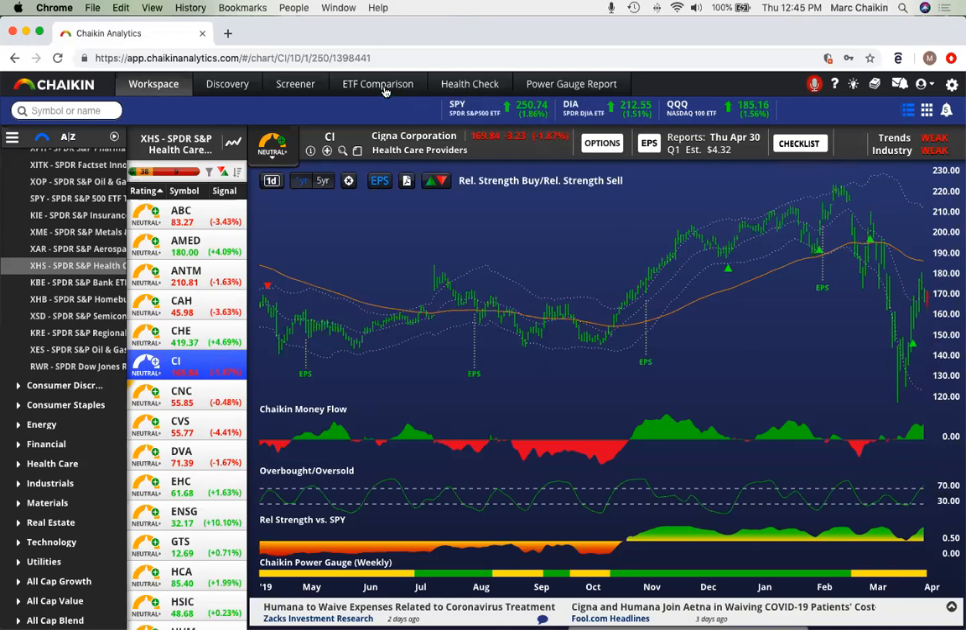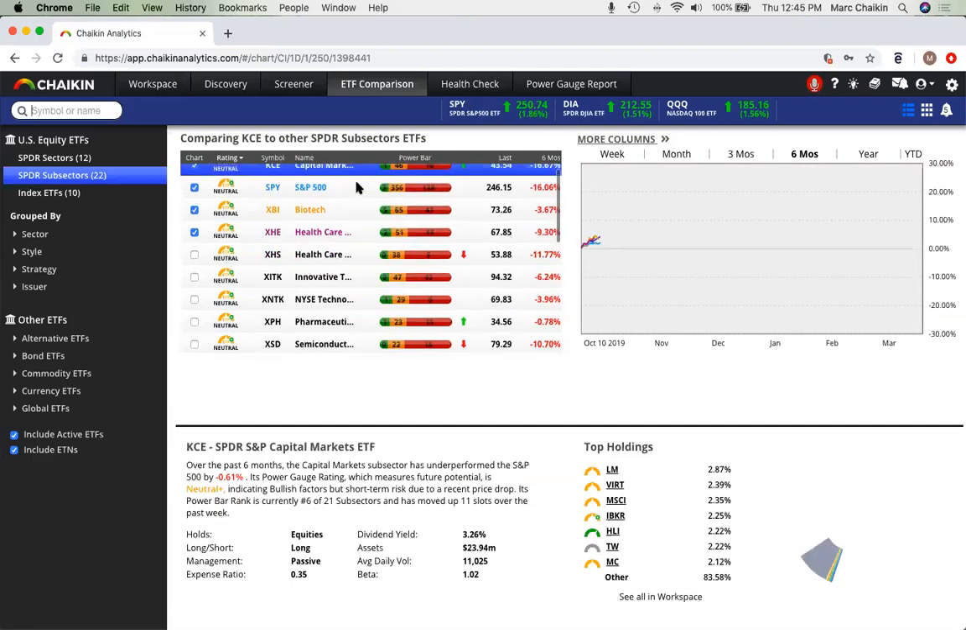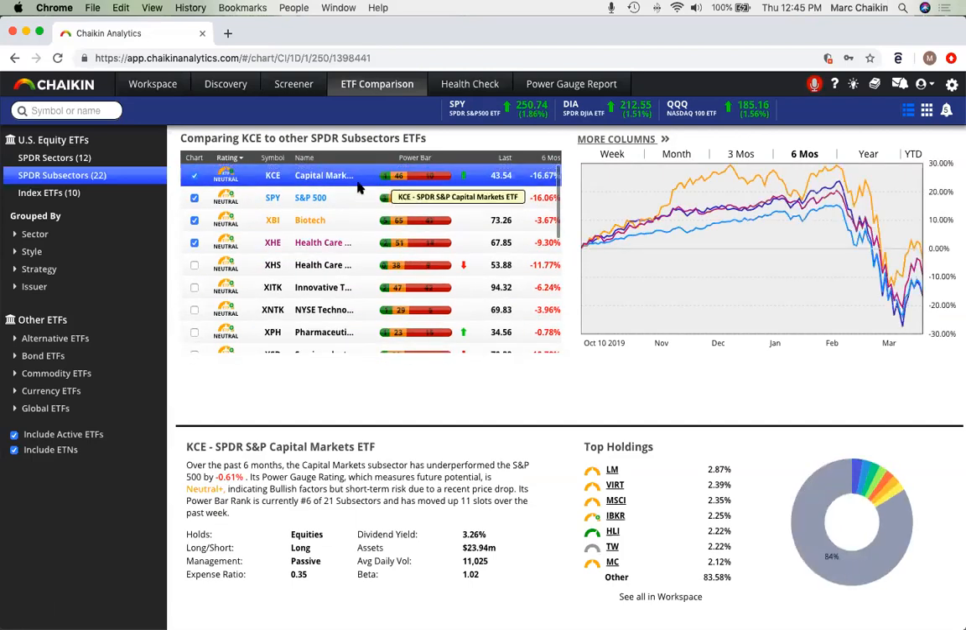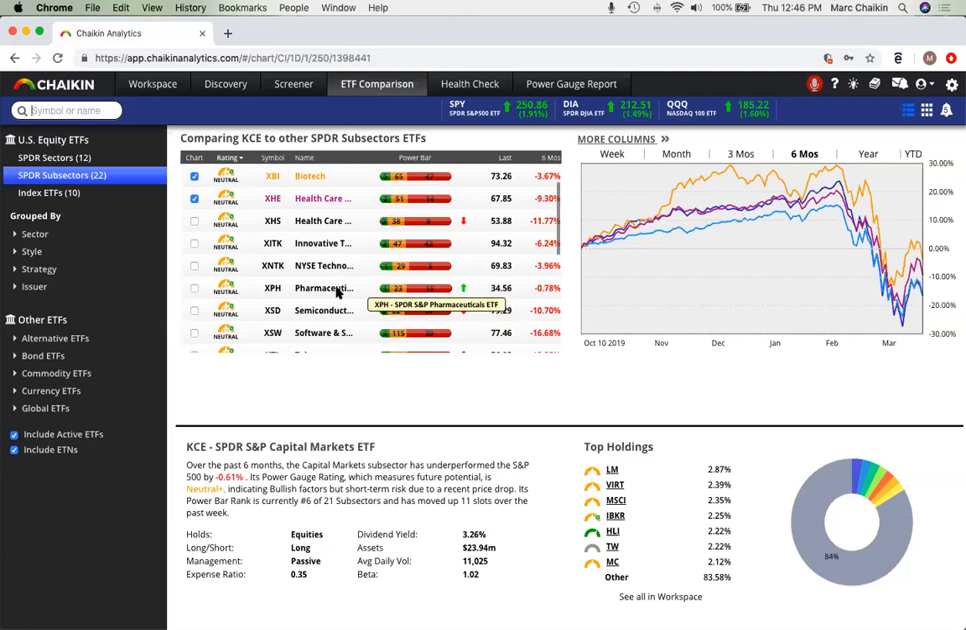So let's go back to the ETF comparisons, because I want to tell you which industry group ETFs have bullish ratings right now. Right at the top, capital markets, those are the brokerage firms, online brokerage firms seeing a big increase in trading volume. But the rest of the list is dominated by medical and technology. So biotech, XBI, healthcare, innovative technology, New York Stock Exchange technology, pharmaceuticals, semiconductors, software.